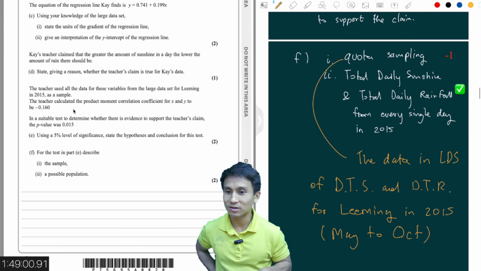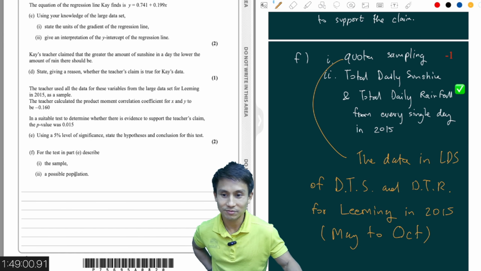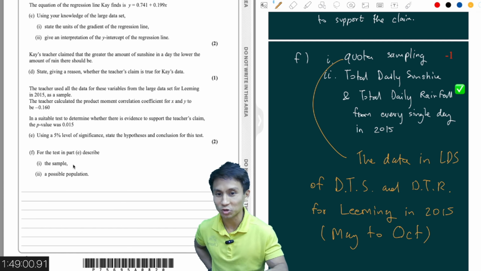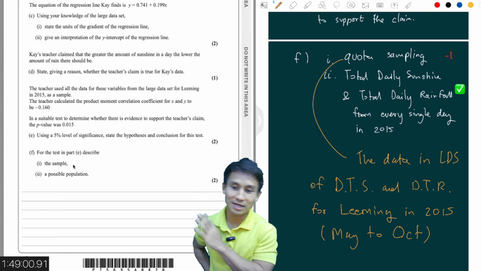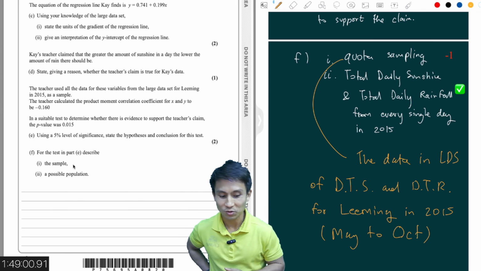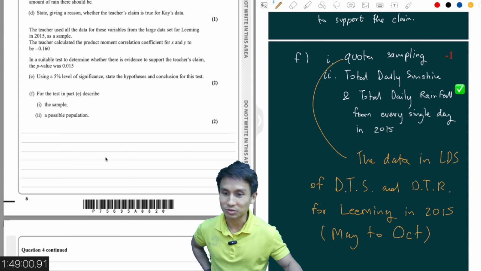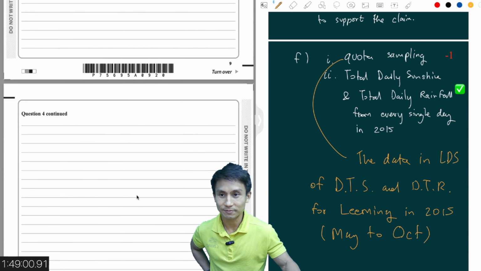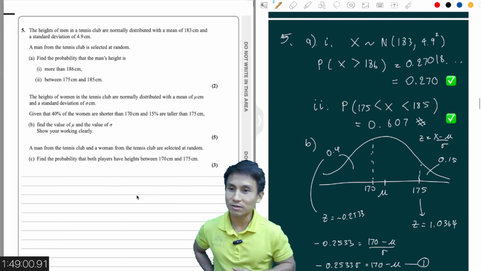And this one, describe the sample. I already mentioned that in the correction. The sample is all the data in the large data set, because the large data set is just from May to October, so that's not the population. The actual population would be every single day in the year 2015 for Leuchars, on 2 types of numbers there, which are the daily total sunshine and the daily total rainfall. Okay, that's fine.